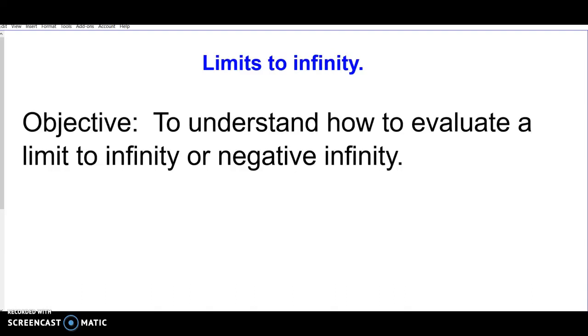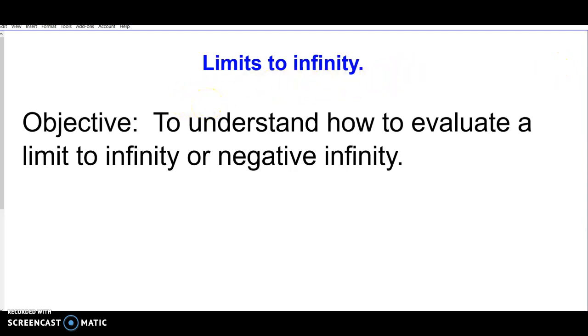Grand finale, we are going to find limits to infinity and beyond. Okay, well, we're finding limits to infinity or negative infinity, and ultimately we are just understanding its end behavior. You know, what's happening as x approaches infinity. What happens as x approaches negative infinity, right?